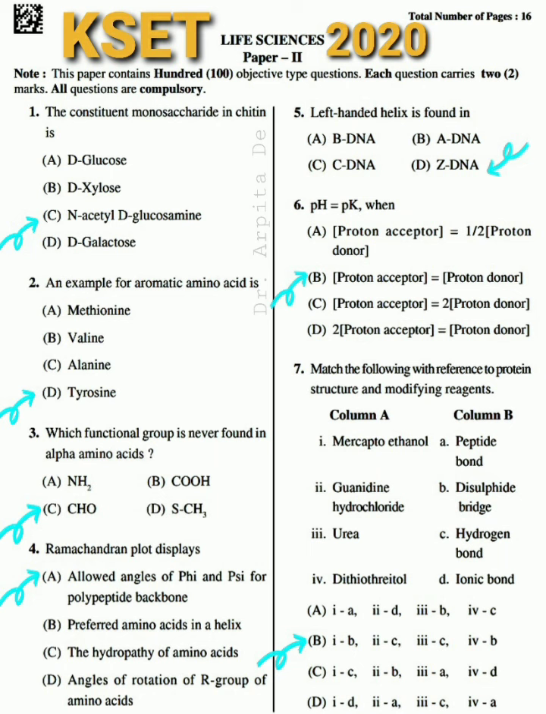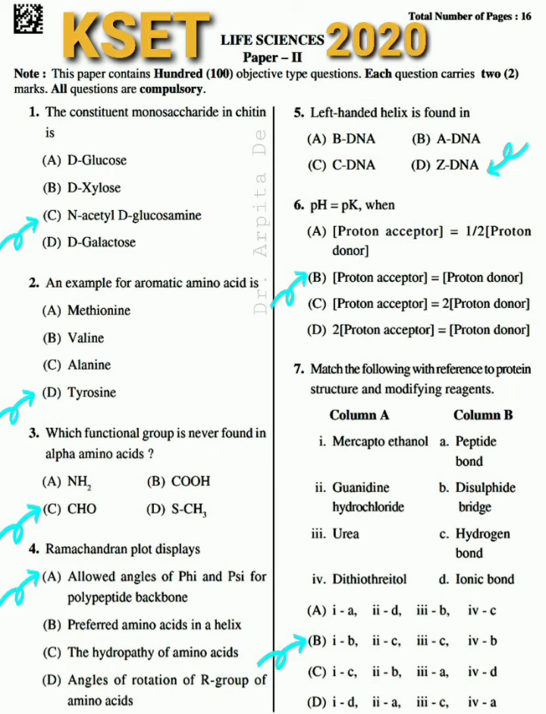Today we are going to solve KSET 2020 Life Science question paper. So let's get started. This is the first part of our lecture. It has 50 questions. In the second part, we'll do the rest of the questions.